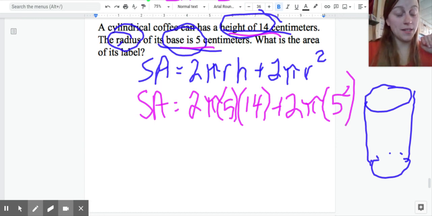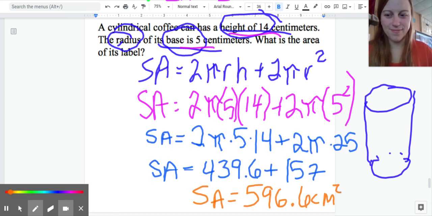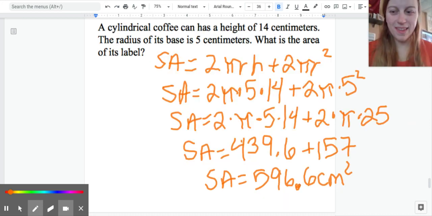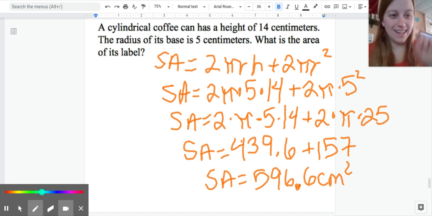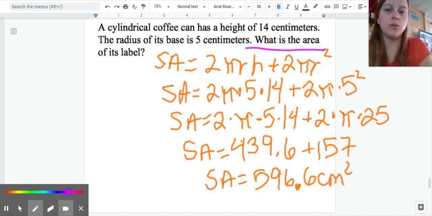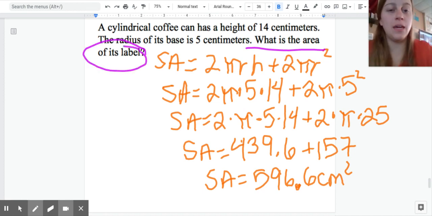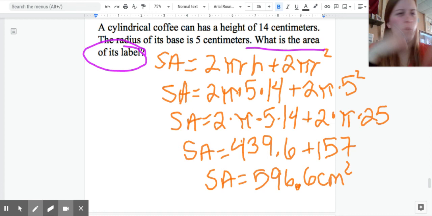And here's the correct answer to this one. So if you wanted to find the area of the entire cylinder, you would use the formula, 596.6 centimeters squared. But we need to make sure we read the question super closely. It says, what is the area of its label? Well, does a coffee can cover the whole thing with its label?